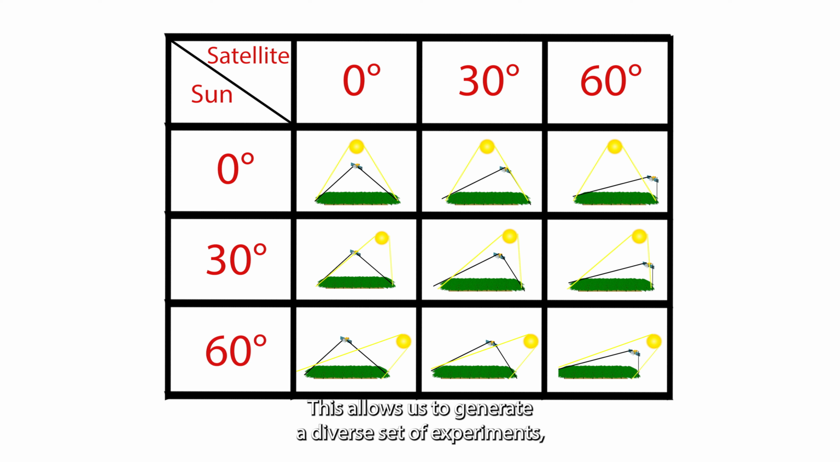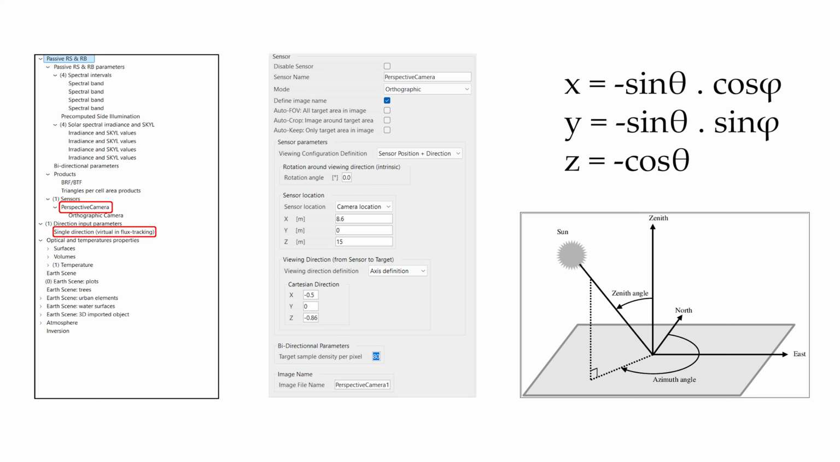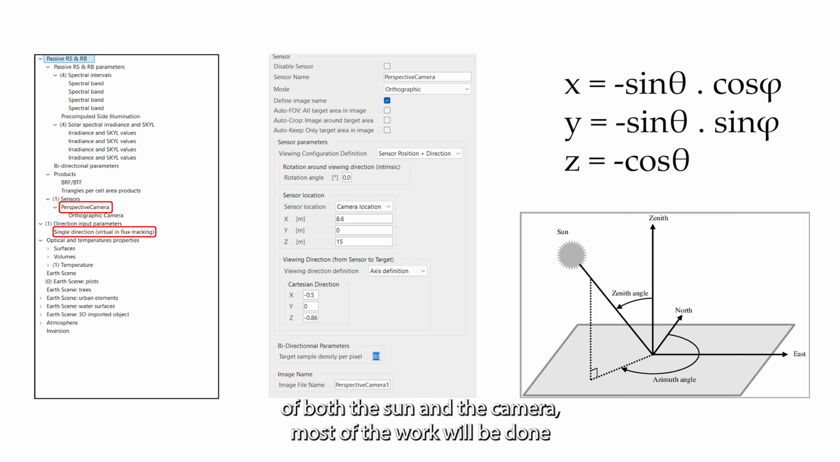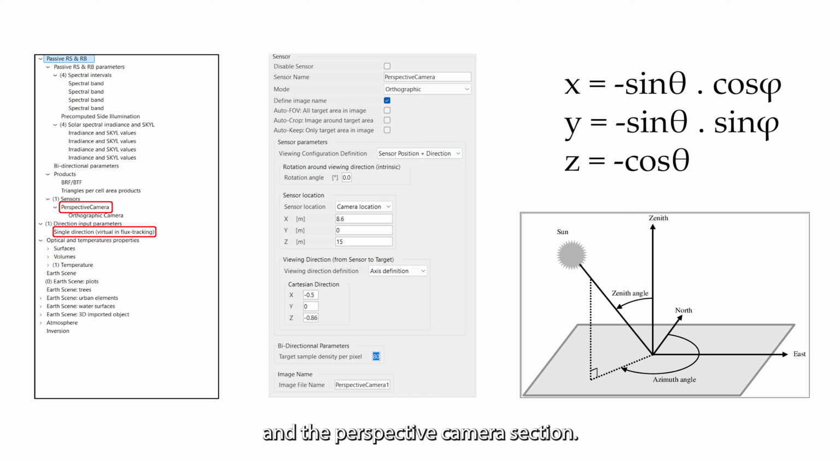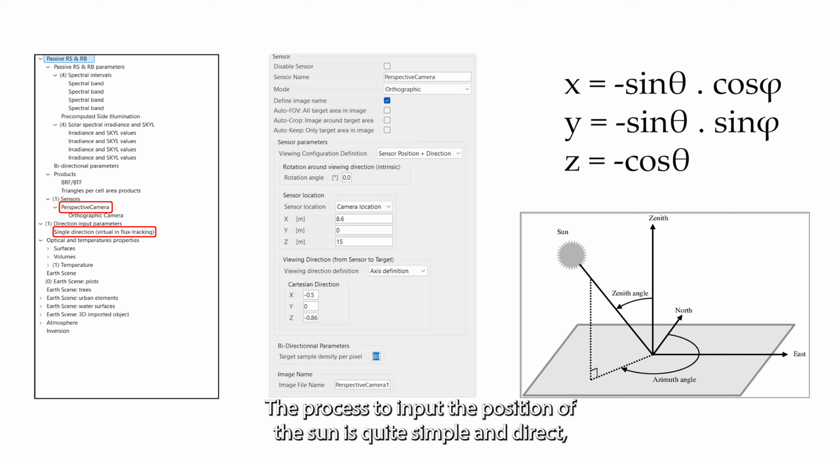This setup allows us to generate a diverse set of experiments, which in turn enable us to compare the results obtained. We begin our analysis with the case where both the sun and the observer are located at the zenith. In order to input the position of both the sun and the camera, most of the work will be done in the single direction section and the perspective camera section. The process to input the position of the sun is quite simple and direct, as you just have to write down the value of the zenithal angle of the sun.